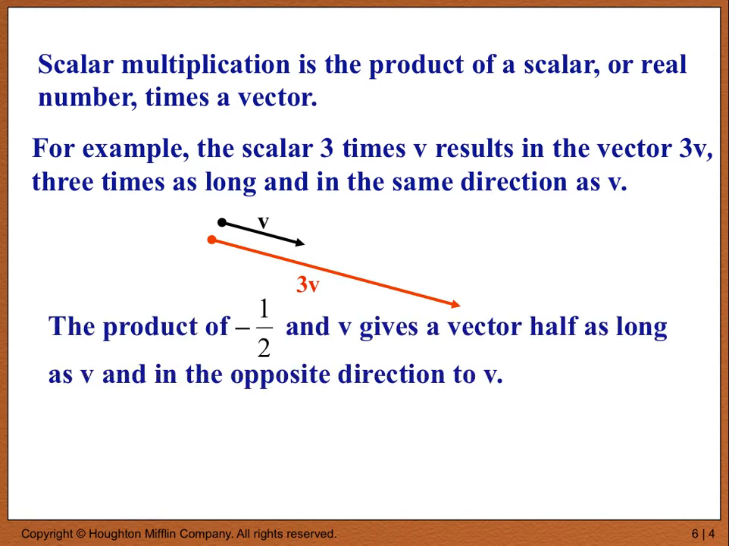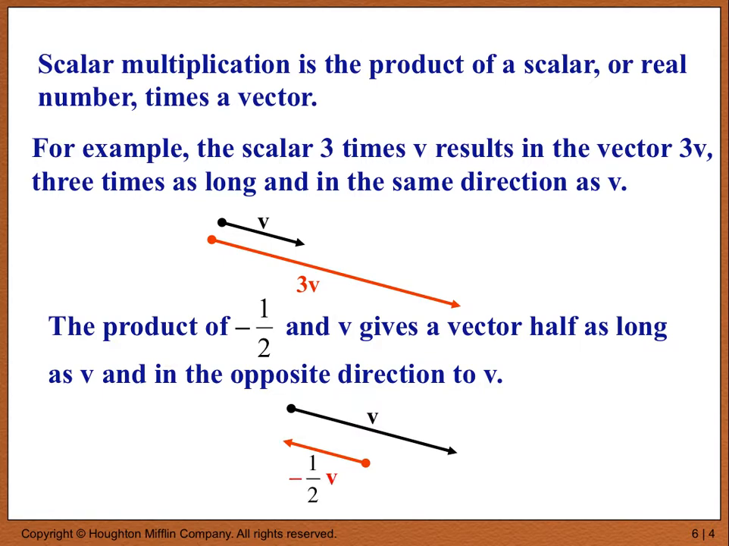The product of -1/2 and v gives a vector half as long as v and in the opposite direction to v. So this is another example of scalar multiplication, but now what we're introducing is the concept of negative. So let's see what -1/2 v looks like. If that's v, the black vector, well then -1/2 v, the red vector, looks like this.